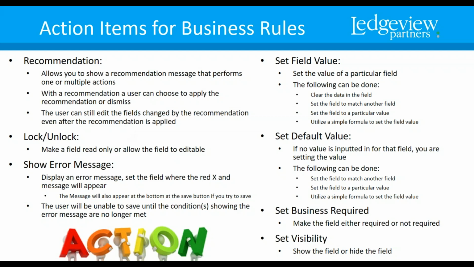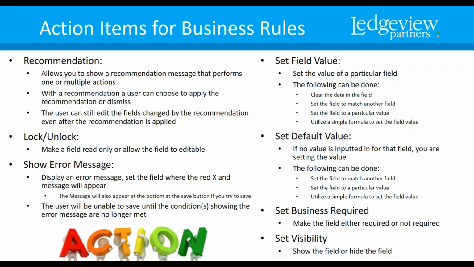Lock and unlock: you're making a field read-only or allowing the field to be editable based on conditions. This is one of my favorite ones. This is showing an error message. You can display an error message, and you set the field where the red X will appear, and then you write the error message. They're going to get that error message next to the field and next to the little save button at the bottom. And they can't move on and save until the conditions are no longer met. It's a fantastic way of keeping your processes in line and not allowing users to enter in something accidentally or that doesn't meet your processes.